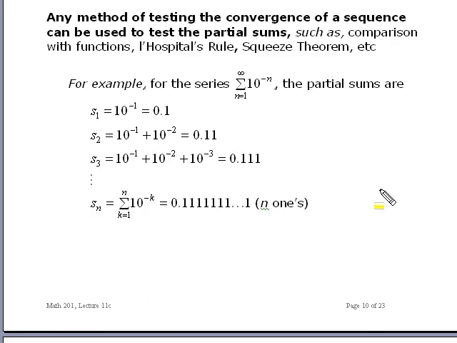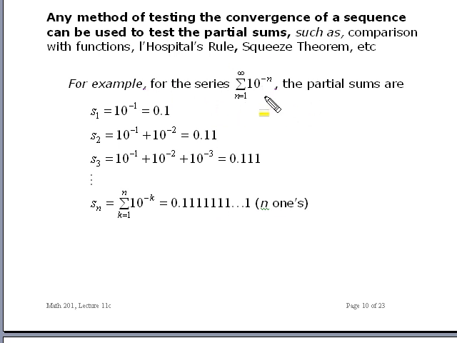This is a good example of partial sums, in case you don't have a good picture of it yet. What I'm demonstrating here is that any method that you use to test the convergence of any sequence can be used to test the convergence of these partial sums. So you could use comparison tests, L'Hopital's rule, squeeze theorem, etc. Here we're going to use observation.